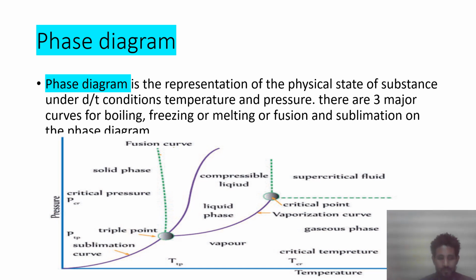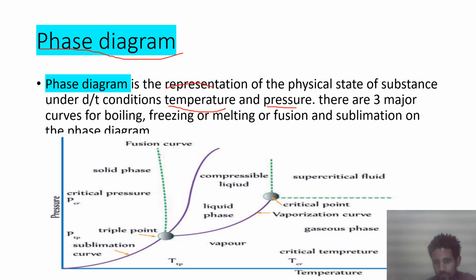Now we're going to look at the phase diagram. What is a phase diagram, by the way? A phase diagram is the representation of the physical state of a substance under different conditions of temperature and pressure. So the phase diagram is the representation of the physical state of a substance under different temperature and pressure.